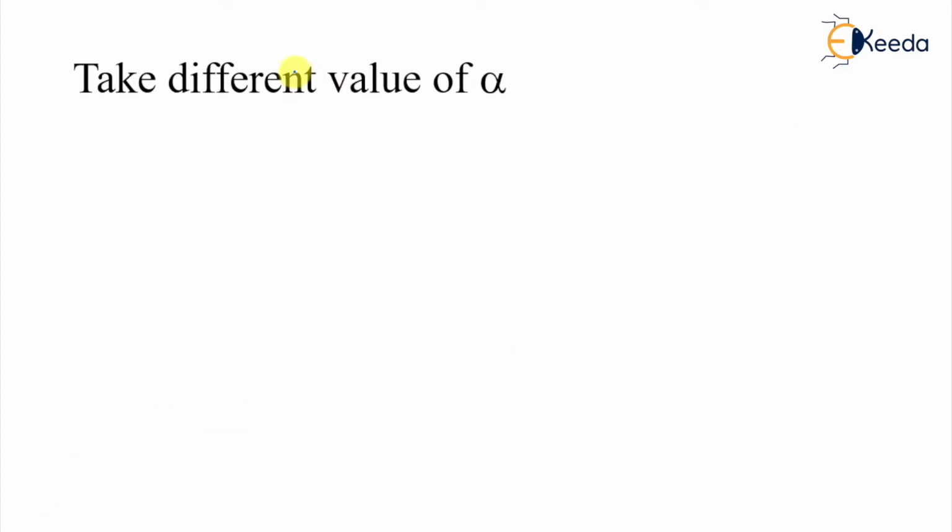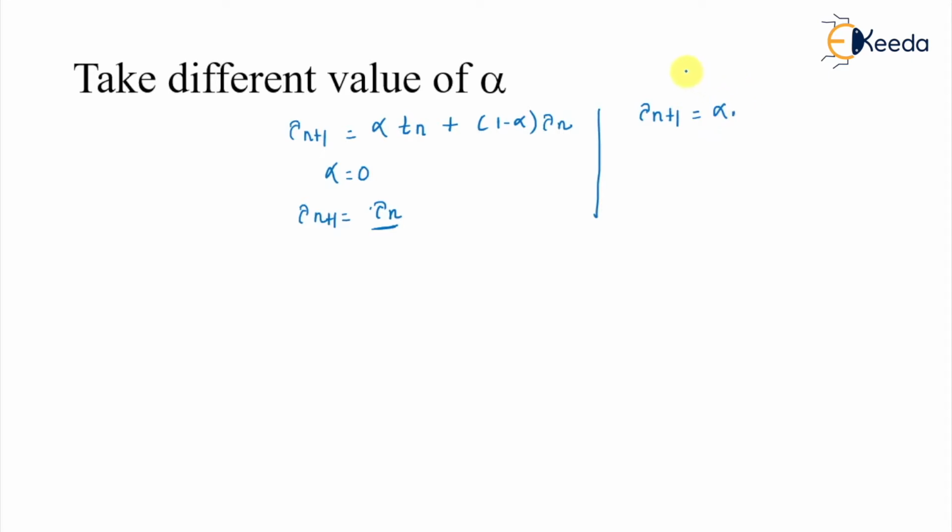Now tau n plus 1 is equal to alpha times Tn plus 1 minus alpha times tau n. If I take alpha equal to 0, then tau n plus 1 will be equal to tau n, so we just prefer the previous history. If I take alpha equal to 1, this becomes 1 multiplied by Tn and the other term becomes 0, so we give the actual Tn as the weightage.